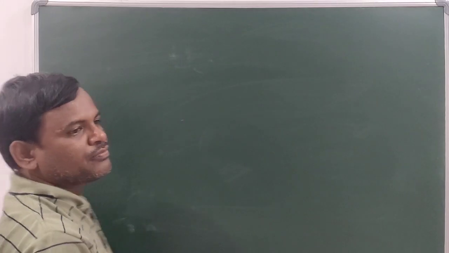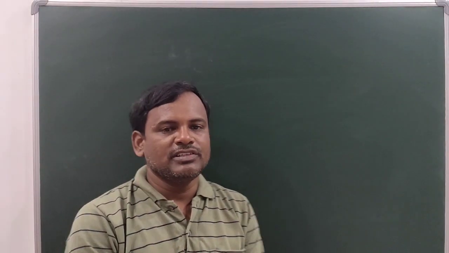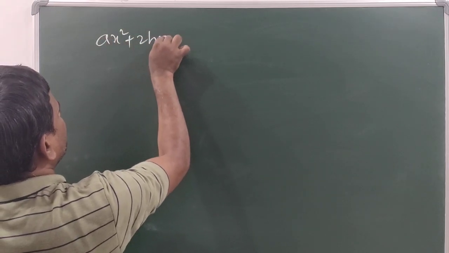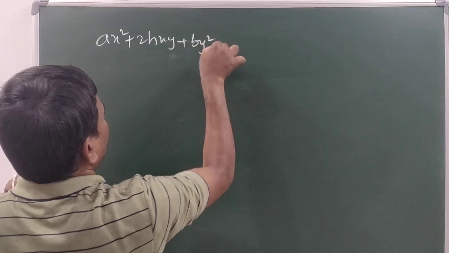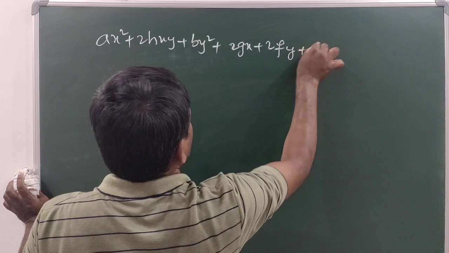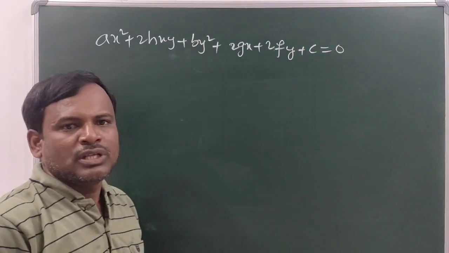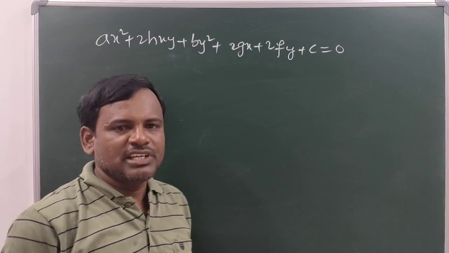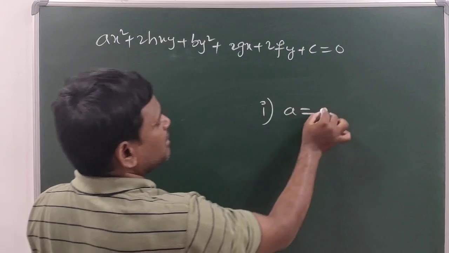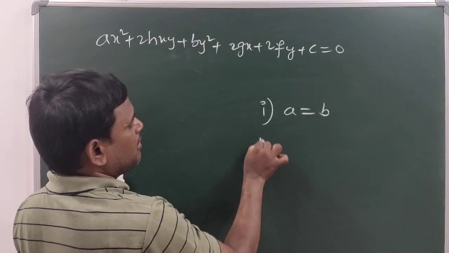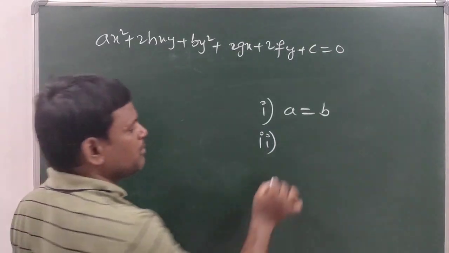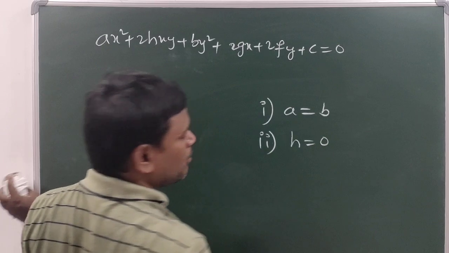So you know standard form of second degree equation: ax square plus 2hxy plus by square plus 2gx plus 2fy plus c equal to 0. So this equation represents a circle if and only if coefficient of x square is equal to coefficient of y square. Next one, this xy term coefficient must be equal to 0, h must be equal to 0.